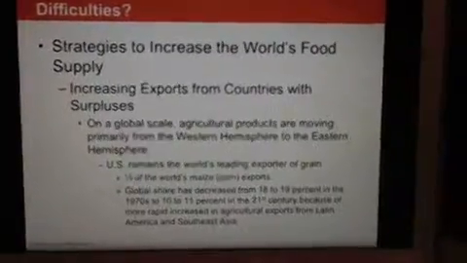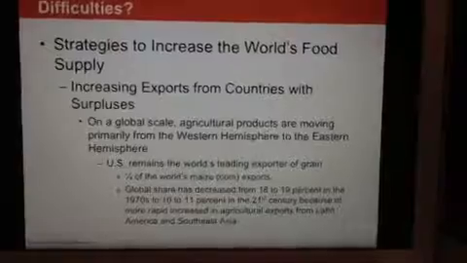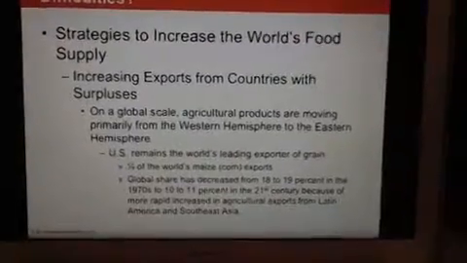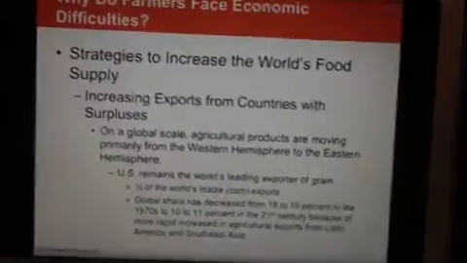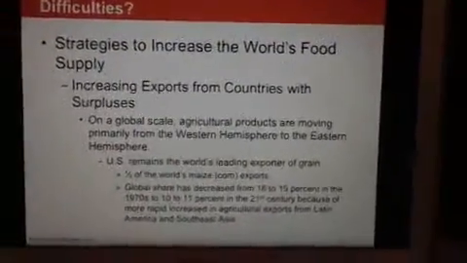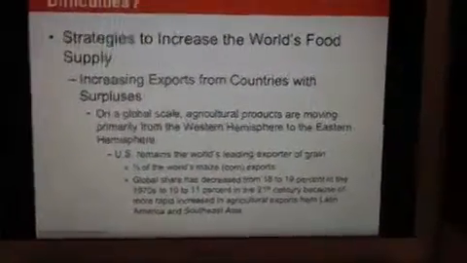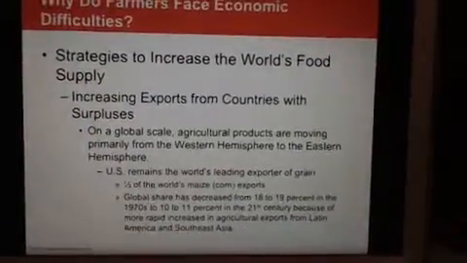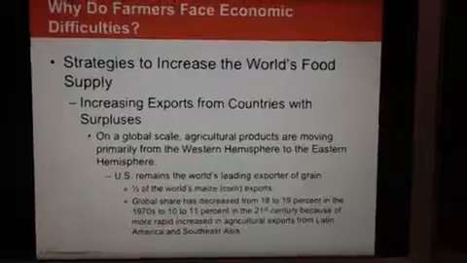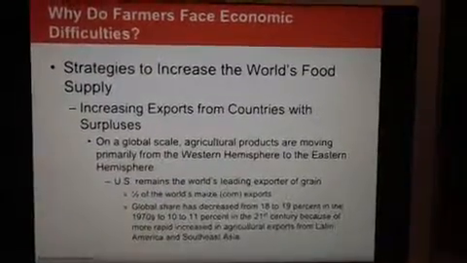The U.S. has 1/2 of the world's maize or corn exports, and the global share has decreased from 18 to 19% in the 1970s to 10 to 11% in the 21st century because of more rapid increase in agricultural exports from Latin America and Southeast Asia.